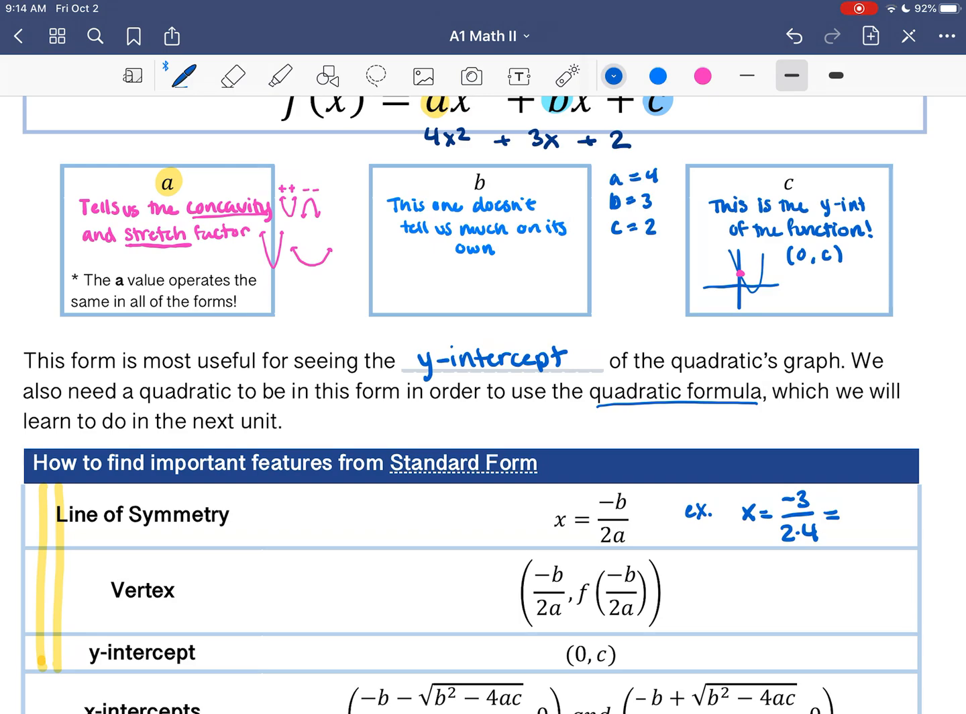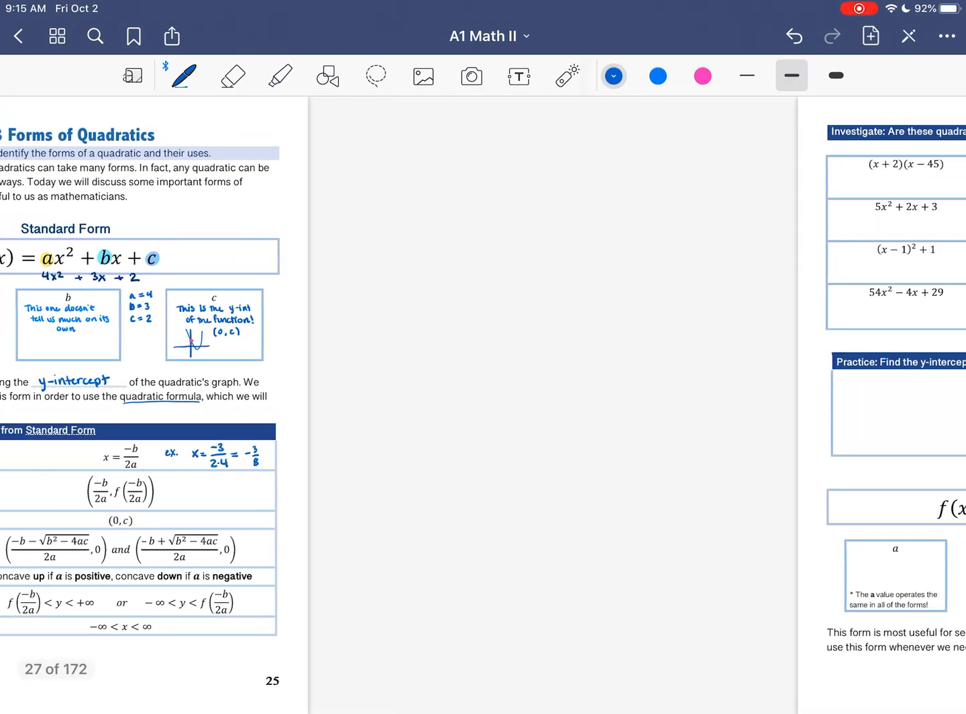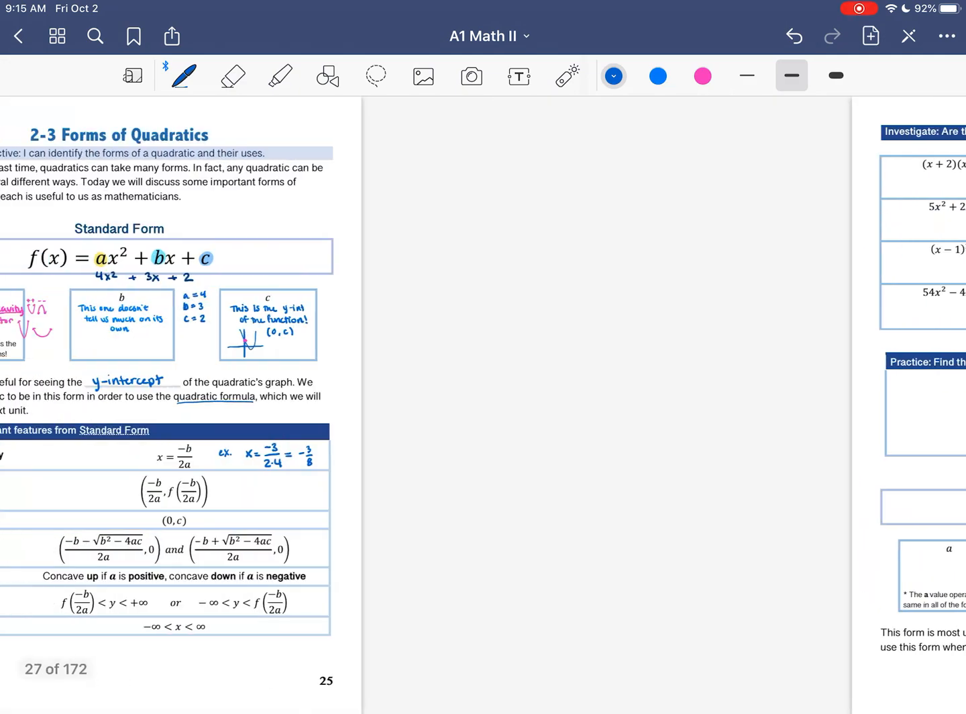2 times 4 makes 8, so that just makes negative 3/8. Not a nice number, but that's fine. That would be where the line of symmetry is. And we will actually practice these formulas with an actual equation in just a second.